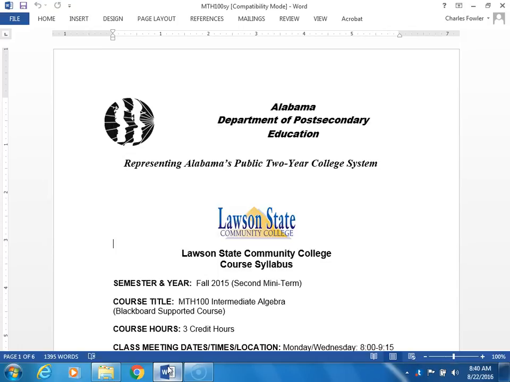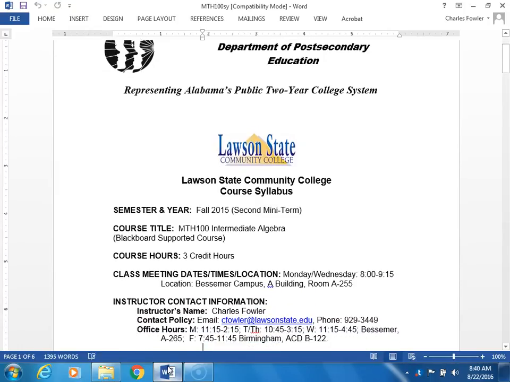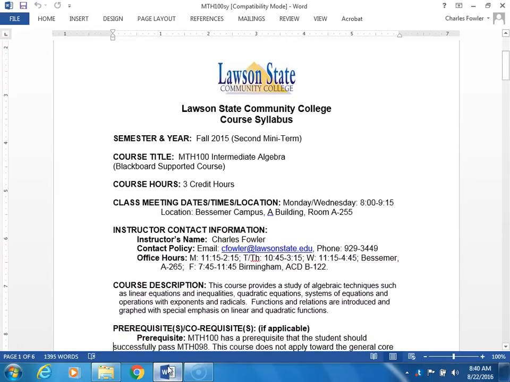Yeah, here we go. And it will also say first mini-term, because I pick up a class second mini-term, and that will change what the syllabus looks like as far as office hours go. Nothing about the math, but just office hours. Okay, this is Math 100. Everybody is in the right class, right? Good deal. Okay. It's a Blackboard supported course.